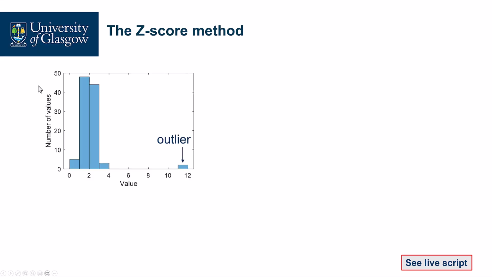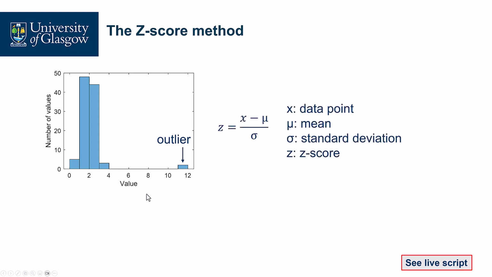You have seen this figure in the last session. This is Gaussian distributed, and there is an outlier there. So how to identify the outlier? A straightforward way is to calculate their Z-score. The calculation is x minus mu, where mu is the mean of the data set, divided by sigma, the standard deviation of the data set. The result is the Z-score.